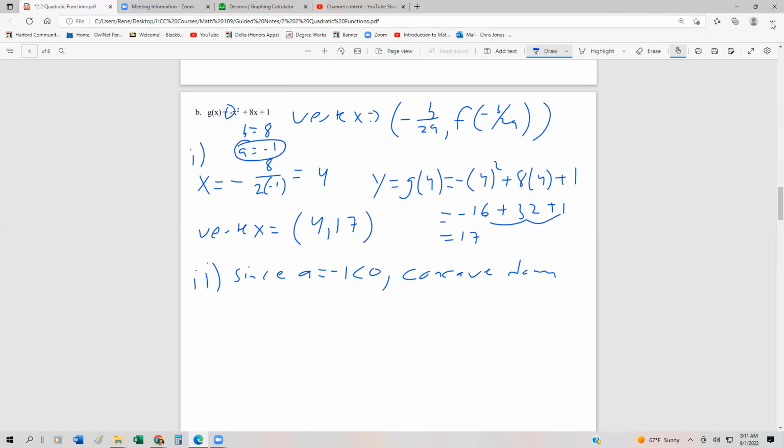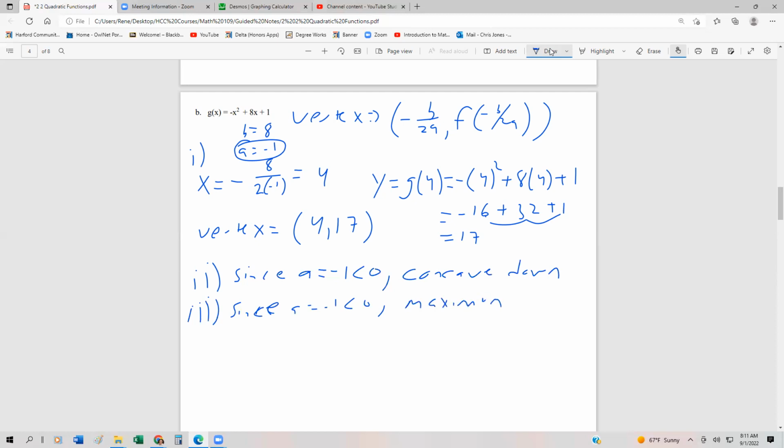Okay. By the way, at the end of this video, I'm going to show you how to put this into standard form, or the general form. But for right now, I'm going to show you the more basic ways to be able to get these components. The third part is to determine if we have a max or a min for the parabola. Since a is equal to negative 1, which is less than 0, that means we are going to have a maximum.